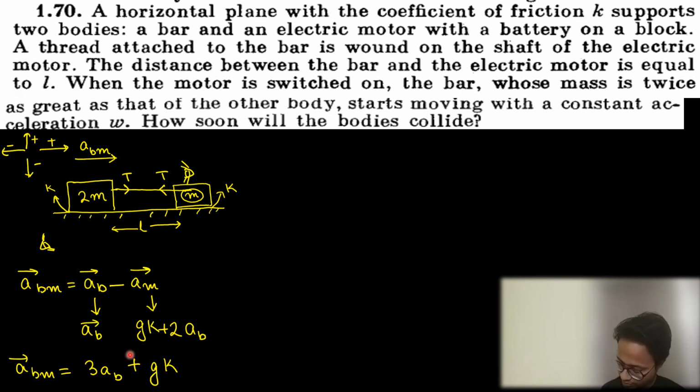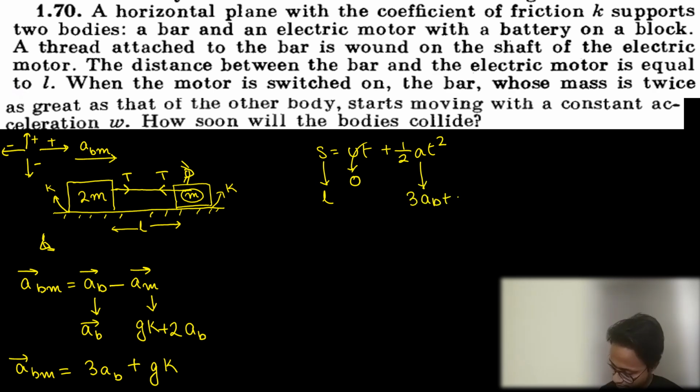So the time required for collision, you can simply apply S is equal to ut plus half at square. Initial velocity was 0, because the blocks were initially at rest. Distance covered with respect to this frame, or with respect to any frame, is equal to L. Distance that must be covered is equal to L. Out here, acceleration is nothing but 3 into acceleration of B plus g k.